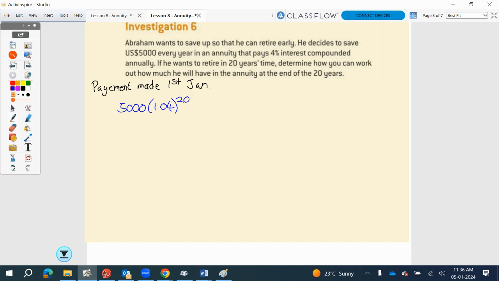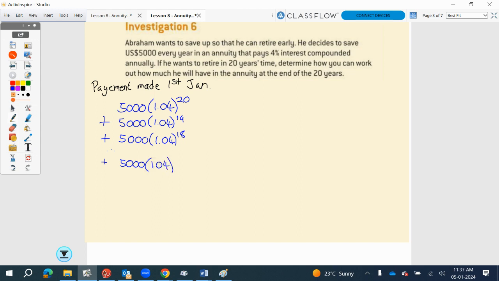To this, we're going to add, so we're going to make a sum, the second payment. How many years' worth of interest will that get? 19. The third payment, how many years' worth of interest will that get? 18. The last payment goes in at the beginning of the year. How many years' worth of interest will that get? 1.